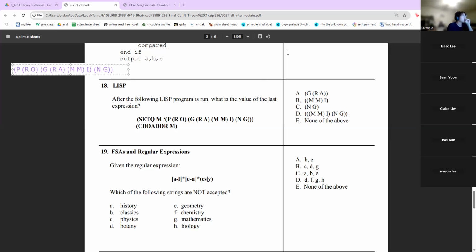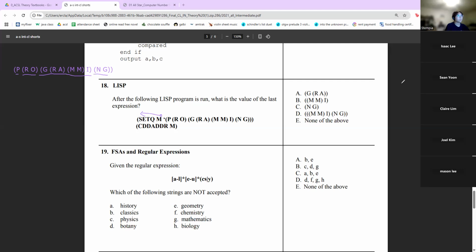Did I do this right? Yeah, I did this right. Okay, let's underline. We have P as our first element, RO as our second element, GRAMMI as our third element, and then NG as our fourth. We have a CDDA, so we're gonna go from the right and work our way left. That's gonna be a CDR, CDR, CDR, CDR, and CDR.